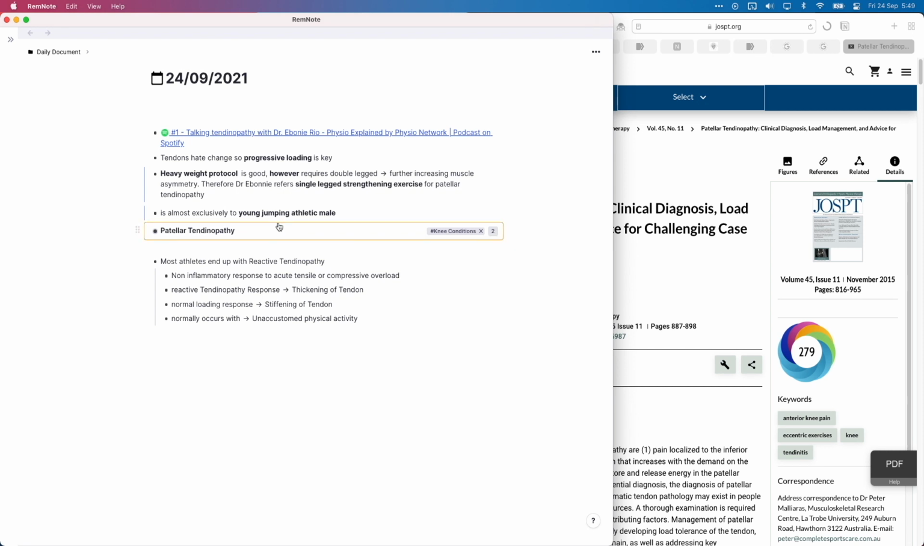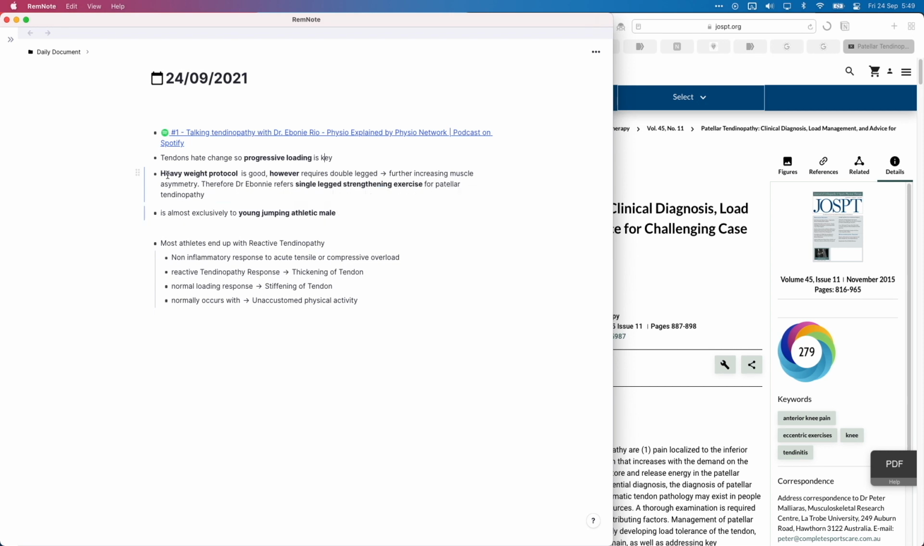So what I would do is just delete the portal. Now when I click on this, I see that this heavyweight protocol is good, but I have no idea what it is. But by clicking onto it, I see it's a portal, which is also indicated here with this blue line, that it is under patella tendinopathy, physio treatment, and it's a principle that heavyweight protocol is good, however, requires double legged.